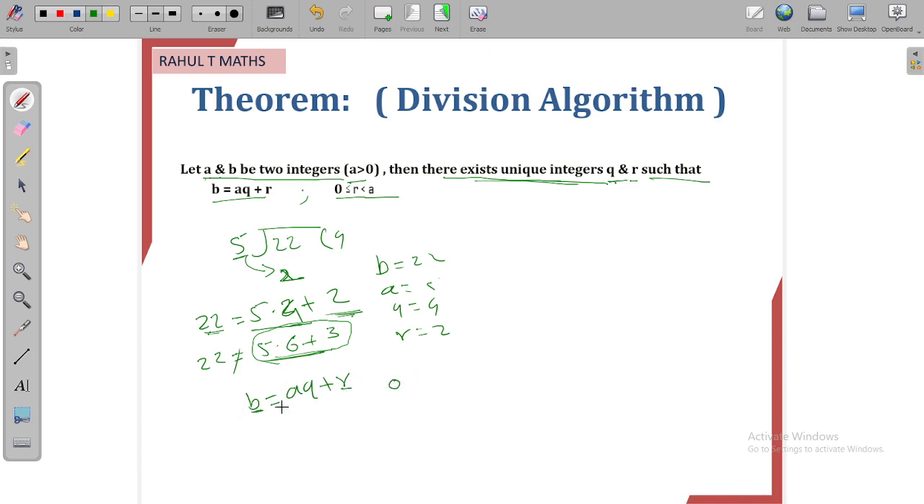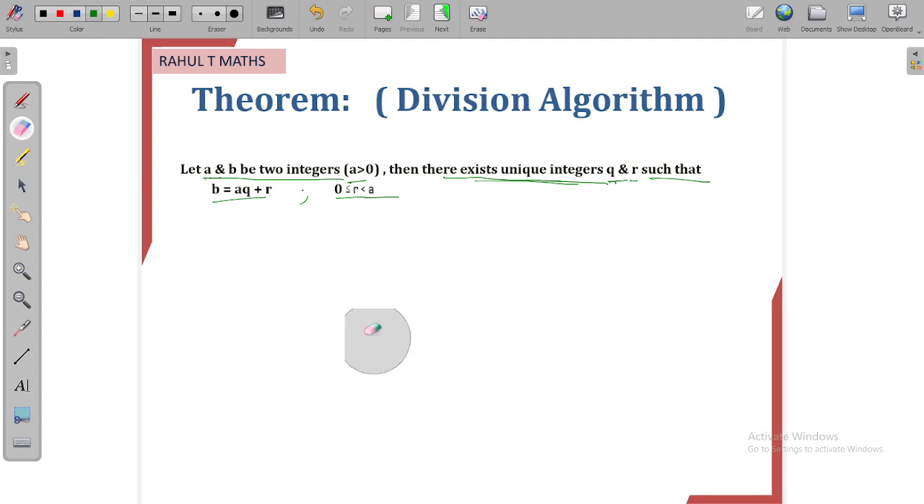ये हमें प्रूव करना है, ये हमें दिया है. In the theorem we are given that b equals aq plus r. Then we have to show that 0 is less than or equal to r and r is less than a. ये हमें प्रूव करना है. Okay. Now see the proof of the theorem.